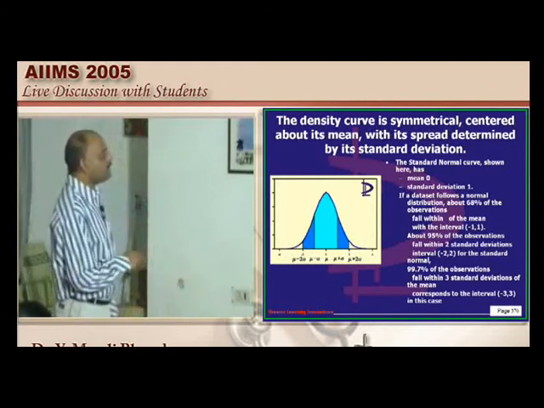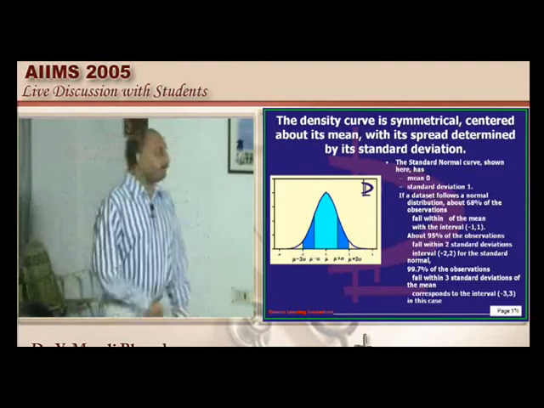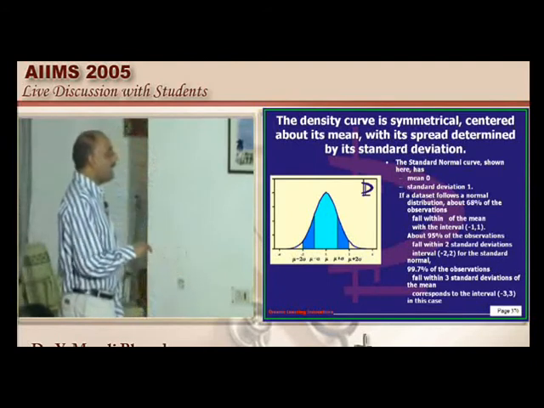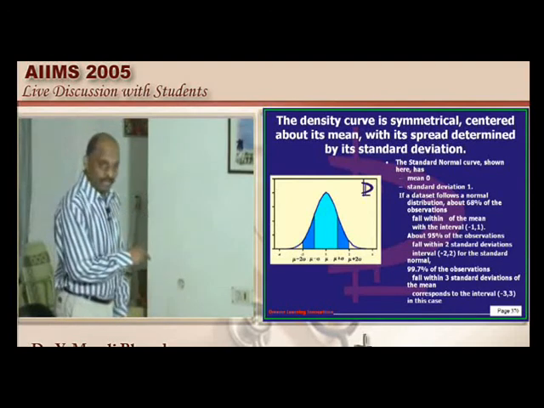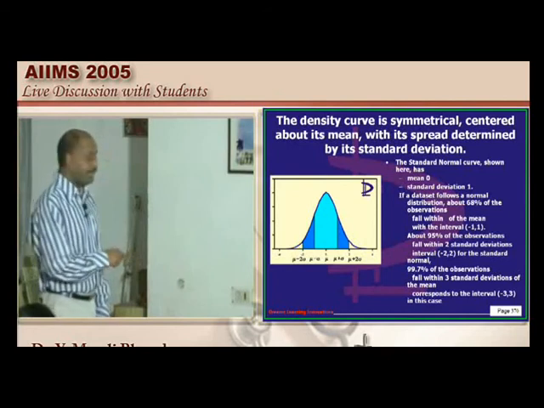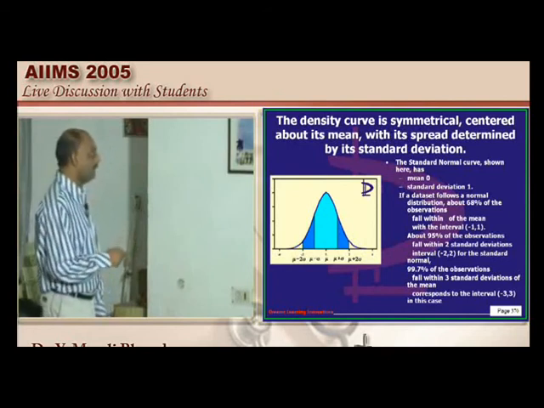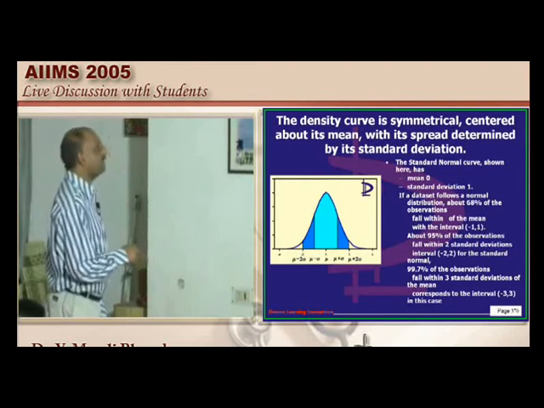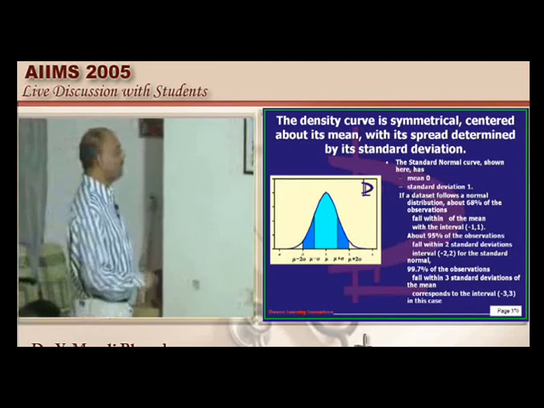And what is the importance of the standard deviation? Most of the times, 68% of the observations will fall within 1 standard deviation, 95% within 2 standard deviations, and 99% within 3 standard deviations from the mean, is what needs to be remembered.